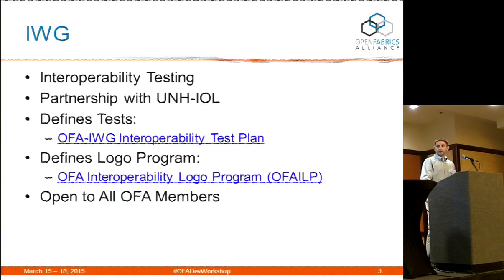So the IWG is basically the open group that is responsible for being the overarching umbrella for the interoperability testing itself. It defines the partnership with our lab and the interop tests themselves, as well as the architecture of the program. Both of those documents are links to the actual slides, so when you get them later on, you can click and it'll bring you directly to our website where those documents are hosted. Again, this group itself is open to all OFA members to provide their input as they'd like.